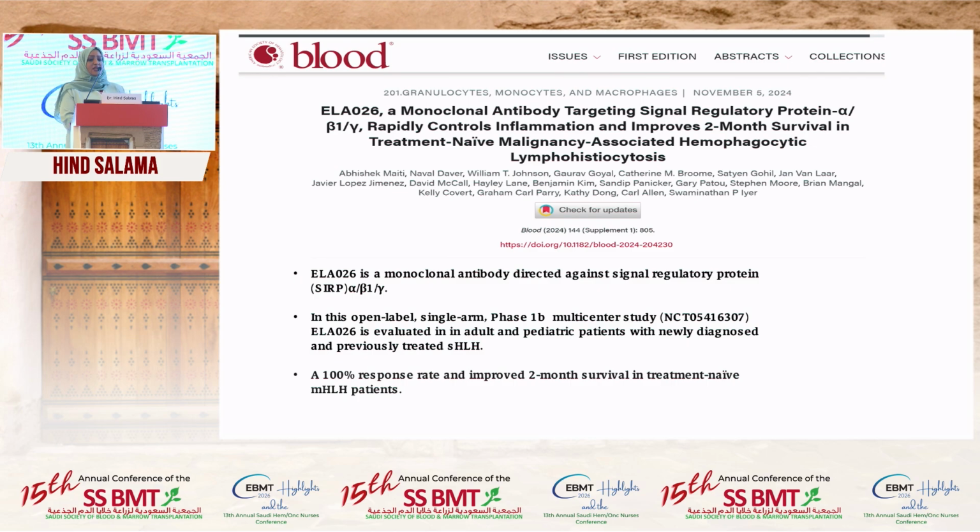This is a trial from MD Anderson, the ELA-026. The importance of this is that it targets signal regulatory protein alpha and beta 1 and gamma, so it blocks several signal regulatory proteins, not only one. And they tried this medication in malignancy-associated HLH, and they reported 100% response rate and improvement in 2 months survival, but this is only 2 months, and I didn't see any follow-up data about this medication, maybe next ASH.